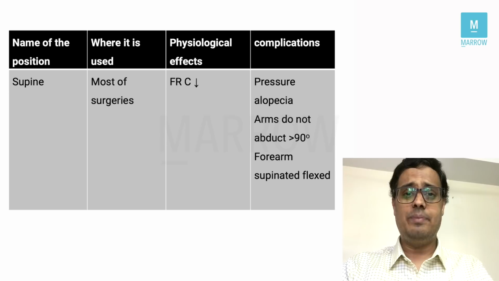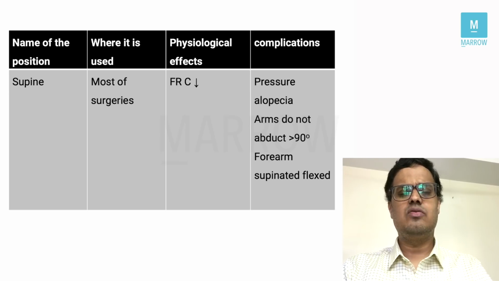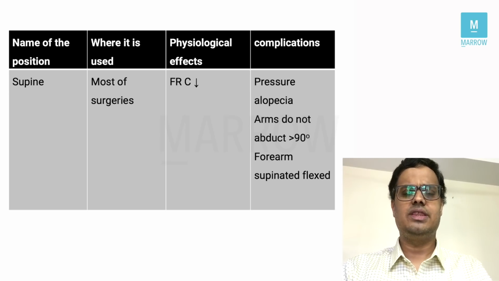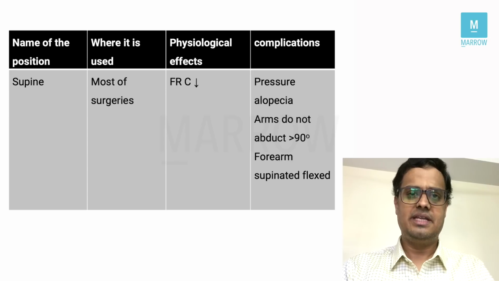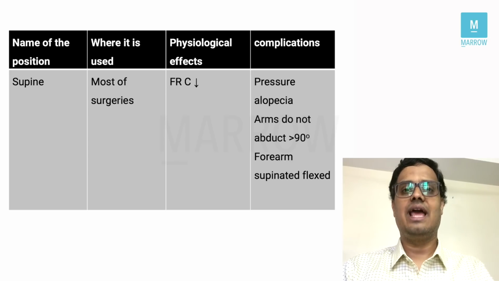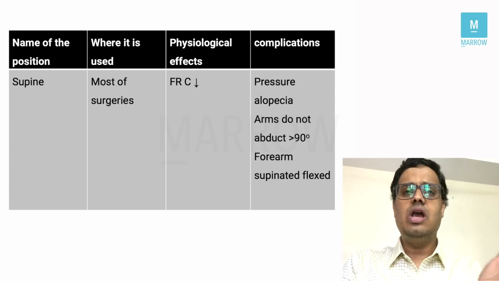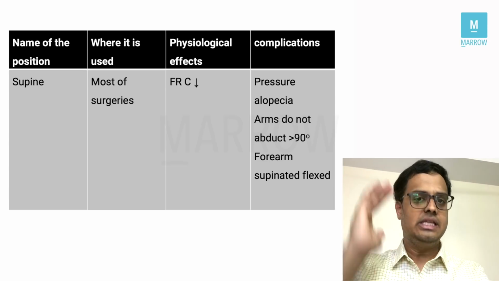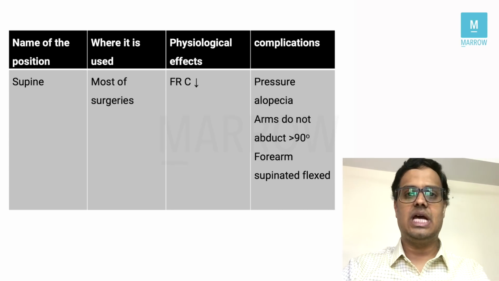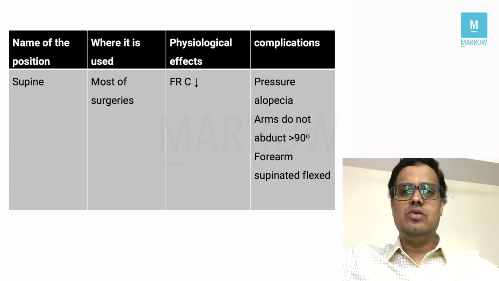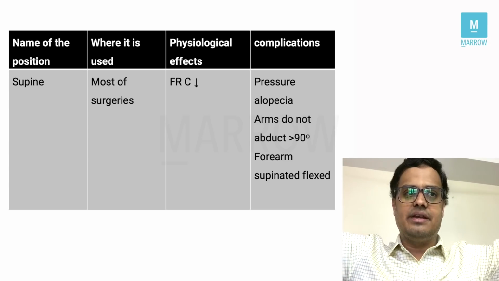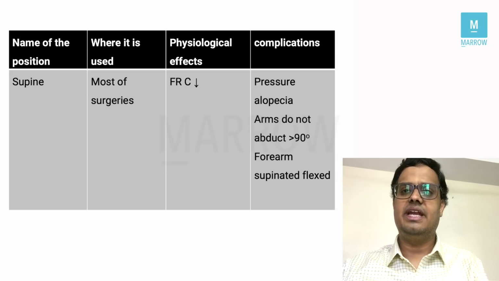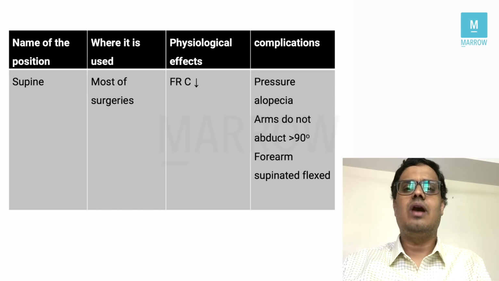Right. What are the complications that are associated? Basically, supine position is not associated with that much complication. But yes, when you don't properly align the patient, there can be chances of complications. On prolonged duration of lying down in supine position, there can be chances of pressure alopecia on the scalp, or sometimes the patient's arms will be hyperabducted. There can be abduction greater than 90 degrees.